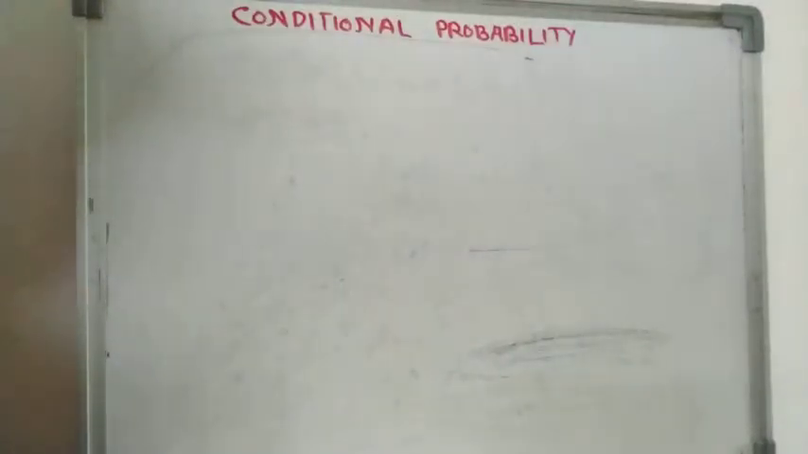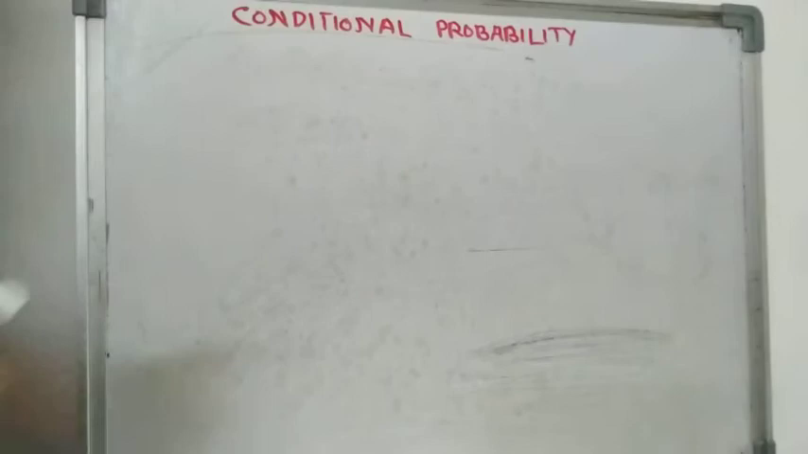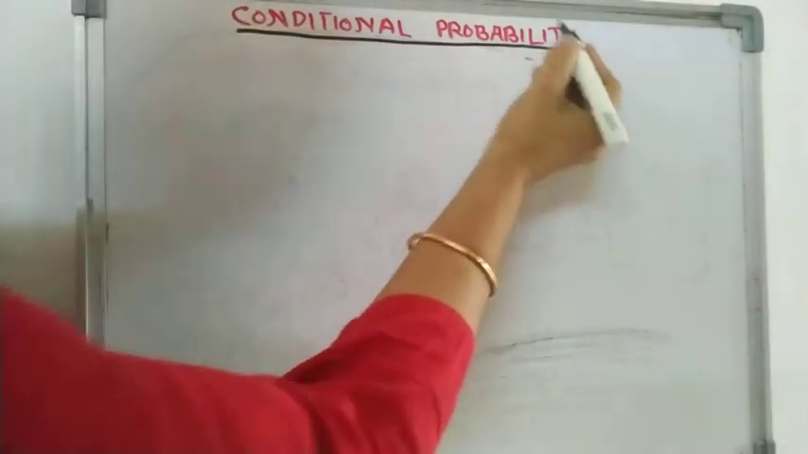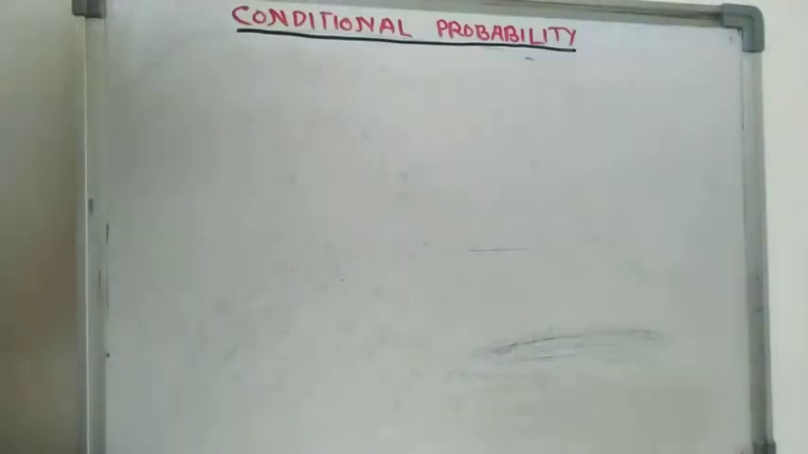Hello students, today's topic is conditional probability. You have done a lot of probability problems earlier. Today we are going to learn what conditional probability is. In probability theory, conditional probability is a measure of the probability of an event occurring given that another event has already happened.